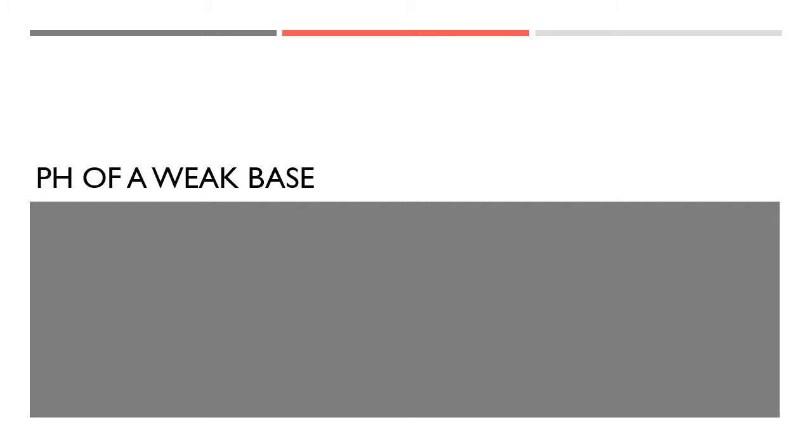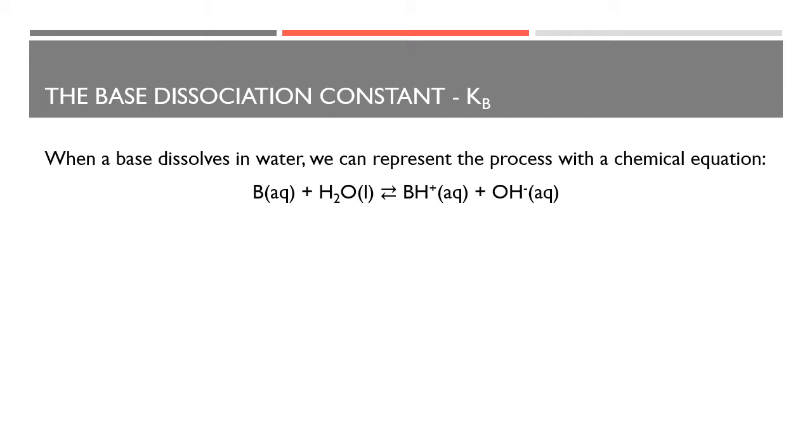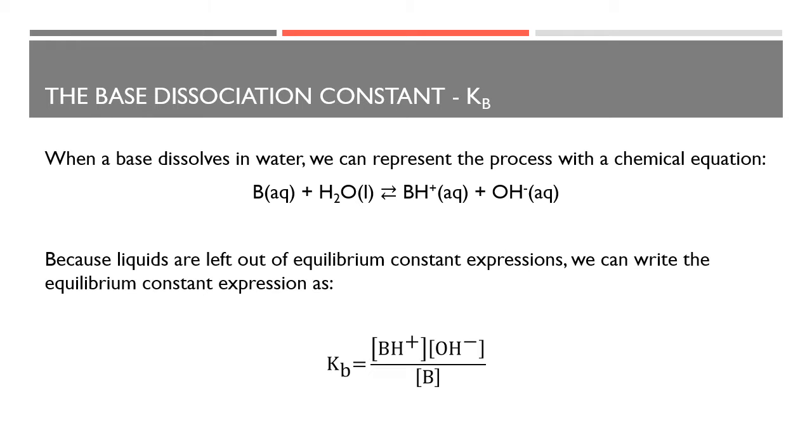In this video, we will be calculating the pH of a weak base, and it's exactly like calculating the pH of a weak acid, except we are going to use a Kb value, and our equation looks just a little different. So when a base dissolves in water, we represent the process with this generic equation here. So we have our base with water in liquid form in equilibrium with the base plus the addition of that proton, and then we have the OH negative also in solution, and that's our hydroxide. We leave the liquid out of the equilibrium constant expression, and then we get this as our Kb.